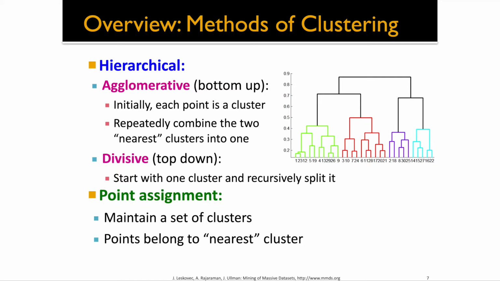Finally, we have a separate method called point assignment clustering, where we maintain some set of clusters and we assign points to those clusters based on what cluster a point is nearest to. So given some set of points here that appear to be three different clusters, we would identify these three spaces and be able to assign points to them as new points come into the space or we get new points in the data. When we talk about k-means today, k-means is a very clear example of a point assignment method.